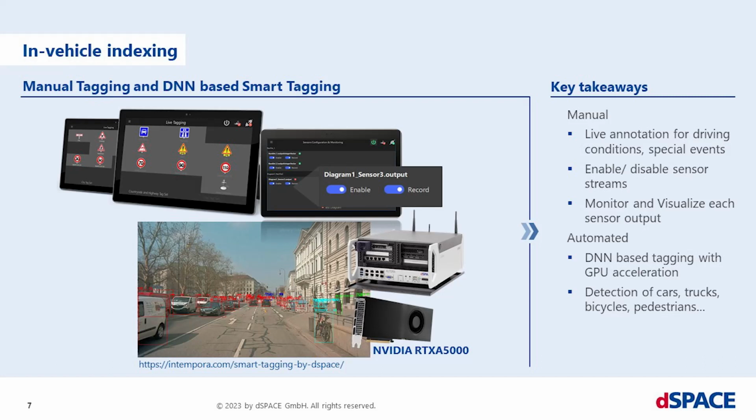This process can be even automated to some extent when Altera is additionally equipped with a GPU. In this case, a smart tagging component can be installed and executed in parallel to the recording. During smart tagging, a deep neural network algorithm performs object detection of cars, trucks, bicycles, and pedestrians and automatically labels recordings on the fly.